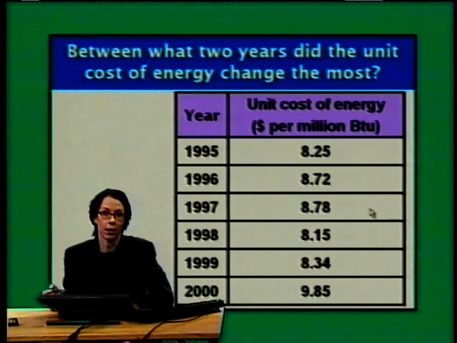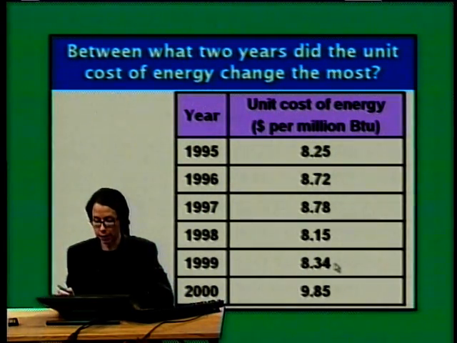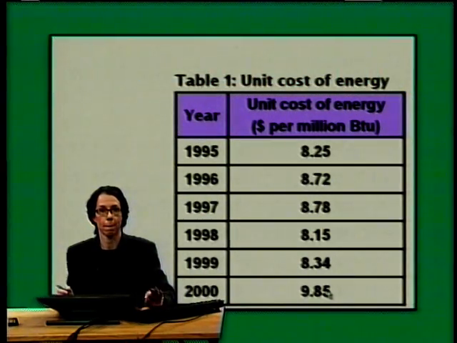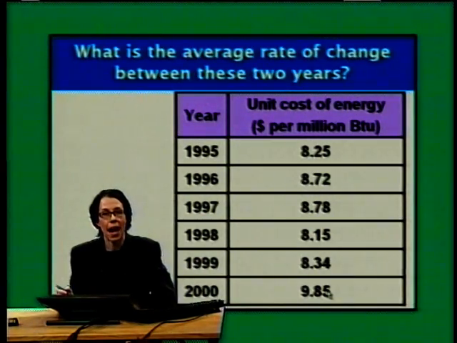Let's first look and decide between which 2 years the cost of unit energy changed the most. Well, from our glance at the table previously, we saw that from 1999 to 2000, the unit cost of energy increased the most. Let's focus on this increase. What is the average rate of change between these 2 years?